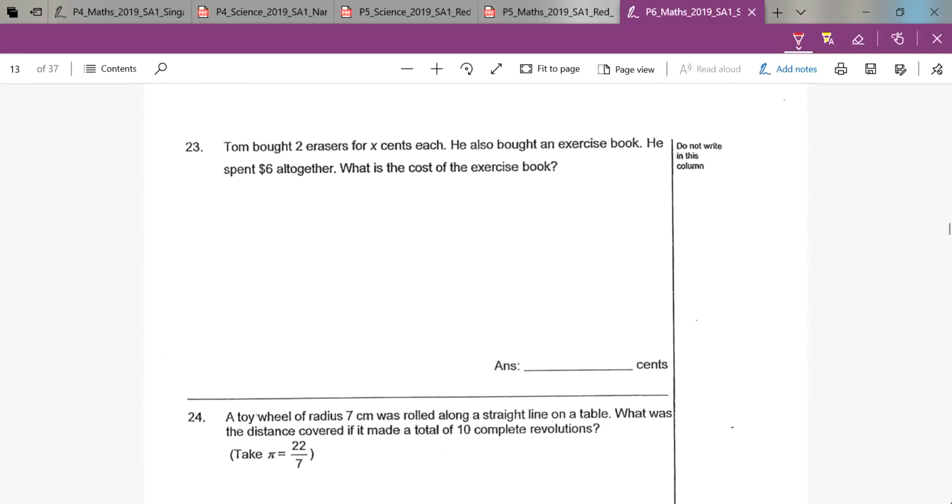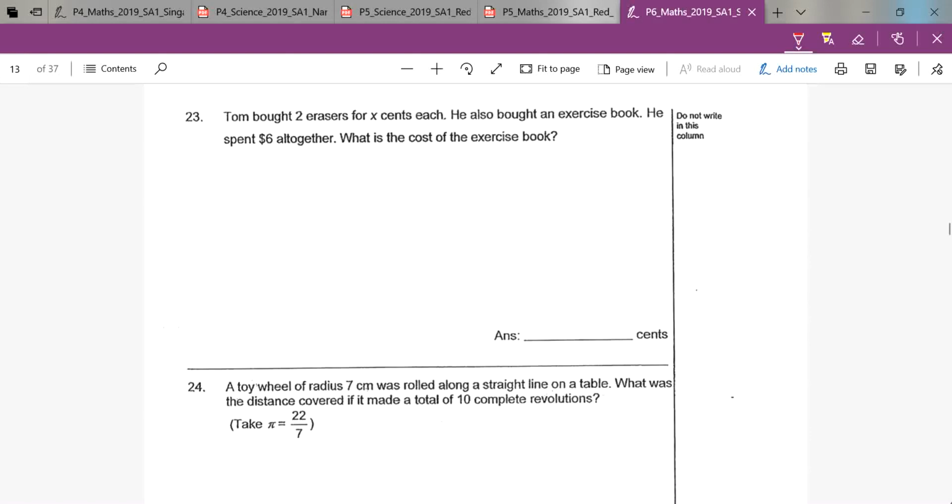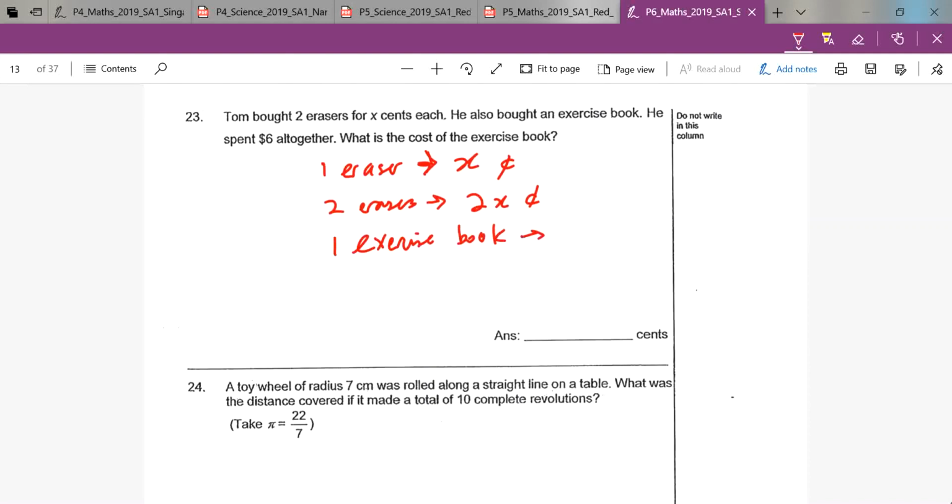Next question. Tom bought 2 erasers for X cents each. He also bought an exercise book. He spent $6 together. What is the cost of the exercise book? So 1 eraser is X cents, right? 1 eraser is X cents. 2 erasers, 2x cents. So he spent $6 altogether. 1 exercise book will therefore be $6 minus 2x cents.